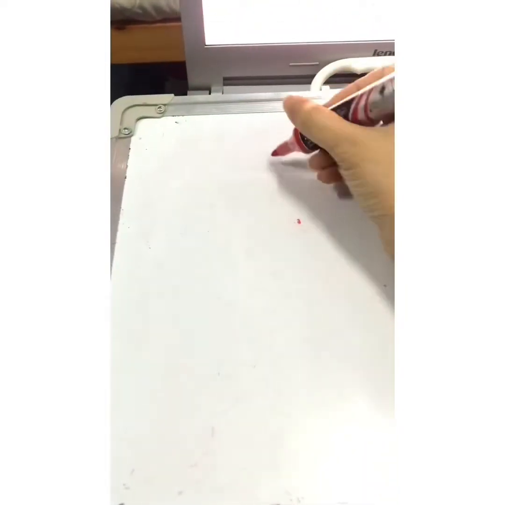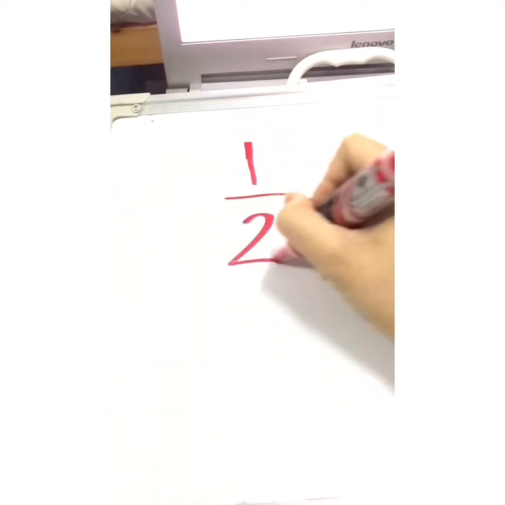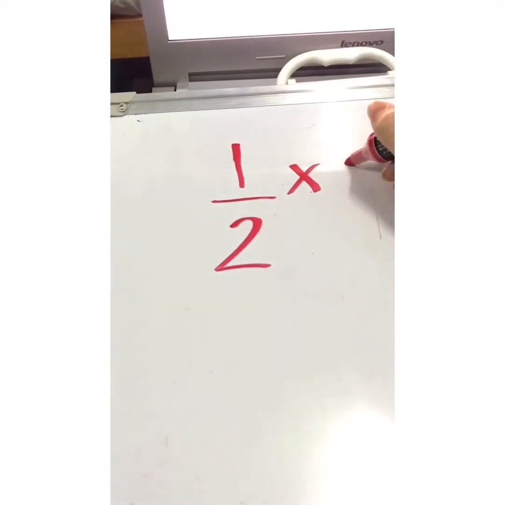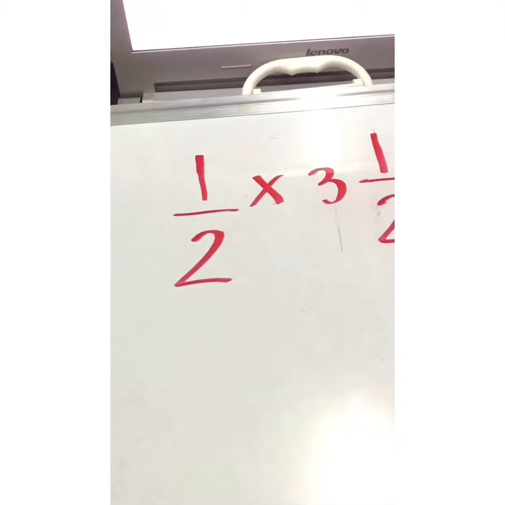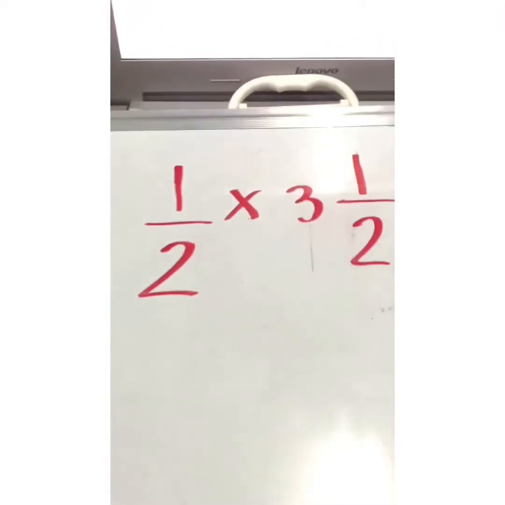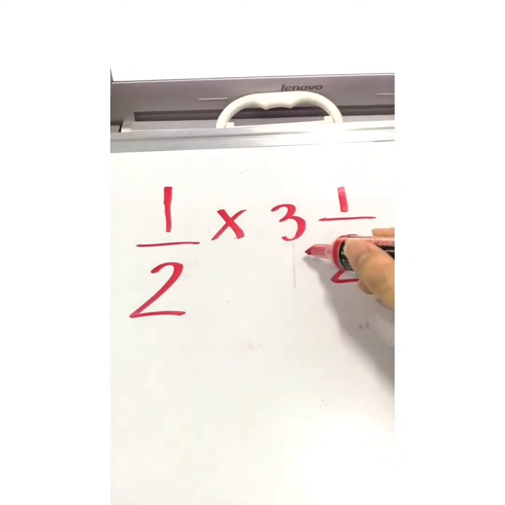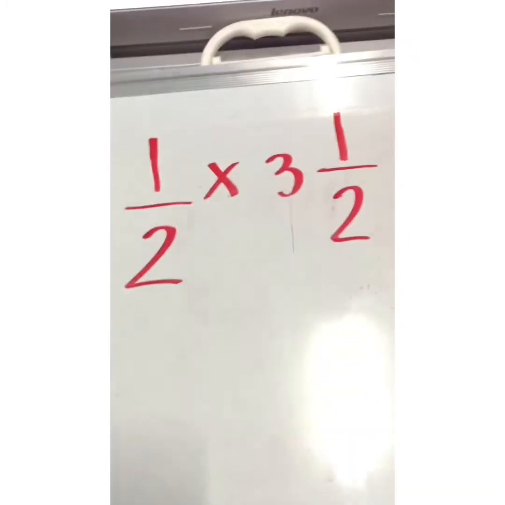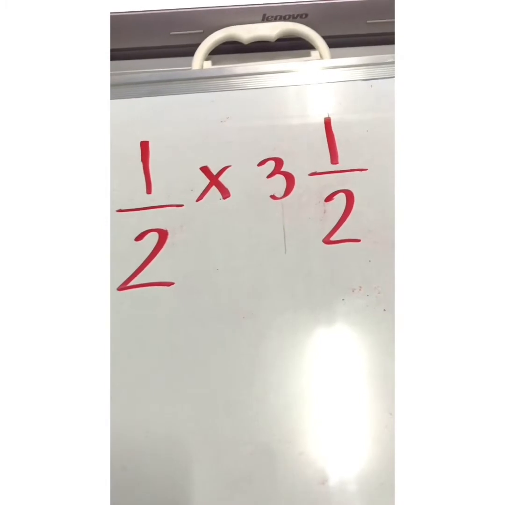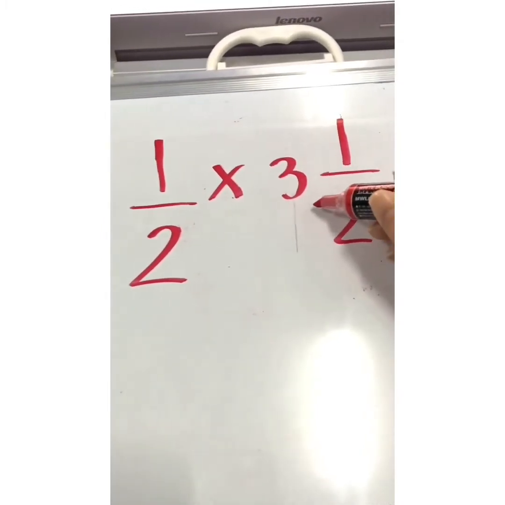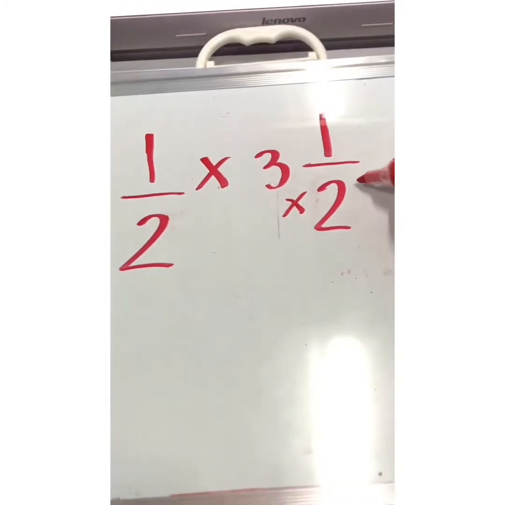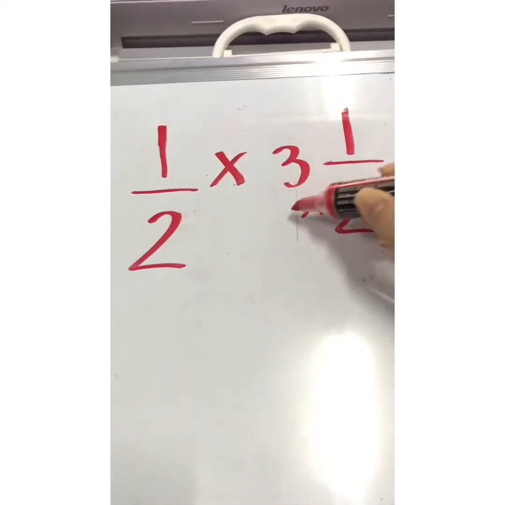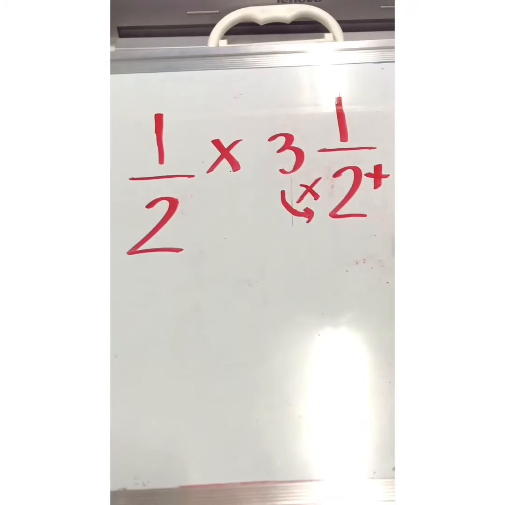Okay, we got 1/2 times 3 1/2. It's almost the same as what we did yesterday, but the only difference is that first we will change the mixed number to an improper fraction. Do you still remember how to change it to improper? We put times here and plus here, right? We do it like that.